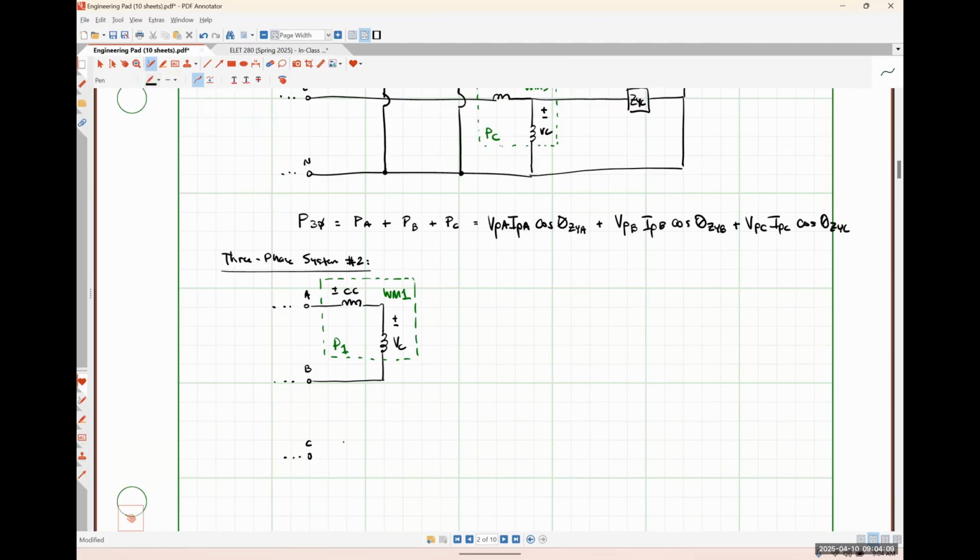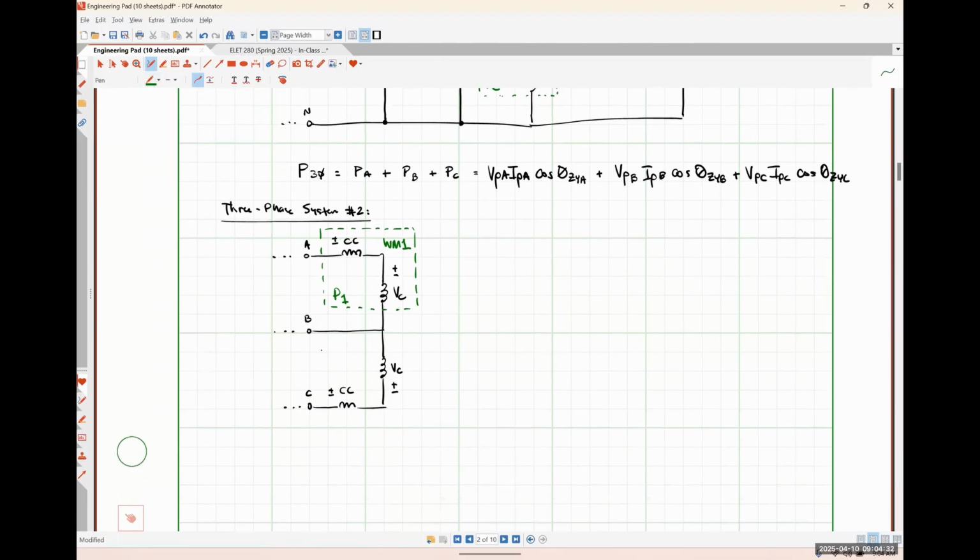And on the C phase line, I'm going to connect my current coil. And then between the C and B phases, I'm going to connect my voltage coil, like so. So down here, I have wattmeter number 2. And this is telling me some average power P2.